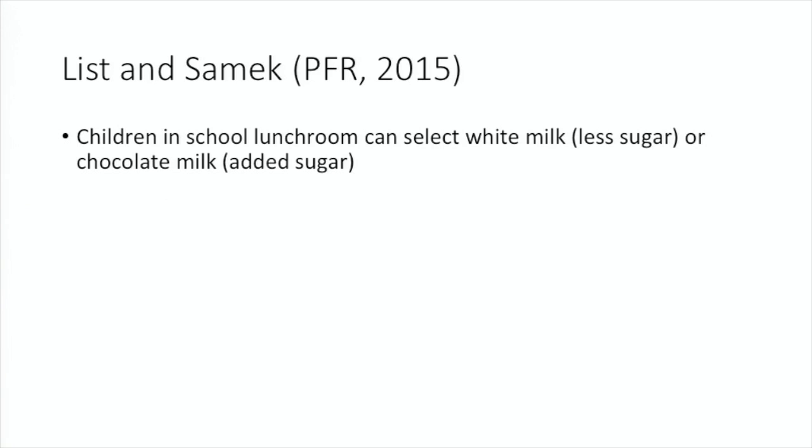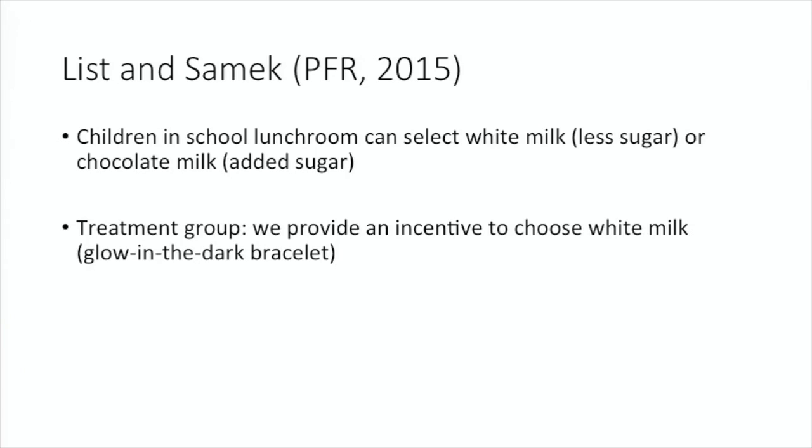So we have another follow-up there in the school lunchroom. This is from the picture with Katie behind the milk. Kids can choose between white milk and chocolate milk. Chocolate milk has much more sugar content than white milk, yet most children are selecting the chocolate milk. So school officials, as well as us, want to try to encourage kids to reduce their sugar intake by selecting white milk. And one way we did that is we had a treatment group in which we just added a small glow-in-the-dark bracelet to the white milk carton, and not the chocolate. So if you got the white milk carton, you got to keep the little glow-in-the-dark bracelet.